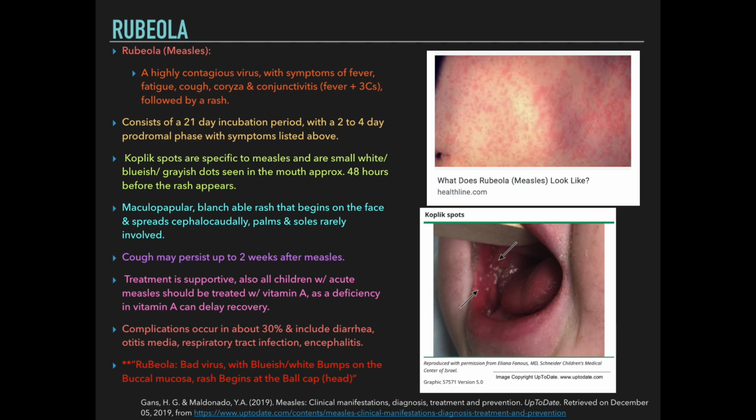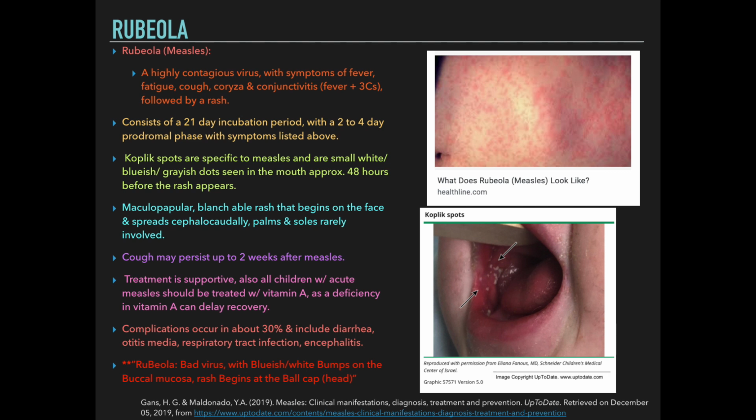A cough can persist up until 2 weeks after measles, so that's just important for patient education, and treatment is really supportive. Also, the literature does say that children with acute measles should be treated also with vitamin A, as a deficiency in vitamin A can actually delay recovery. Complications do occur in a small population, and that includes stuff like diarrhea, otitis media, respiratory tract infections, and even something as serious as encephalitis.